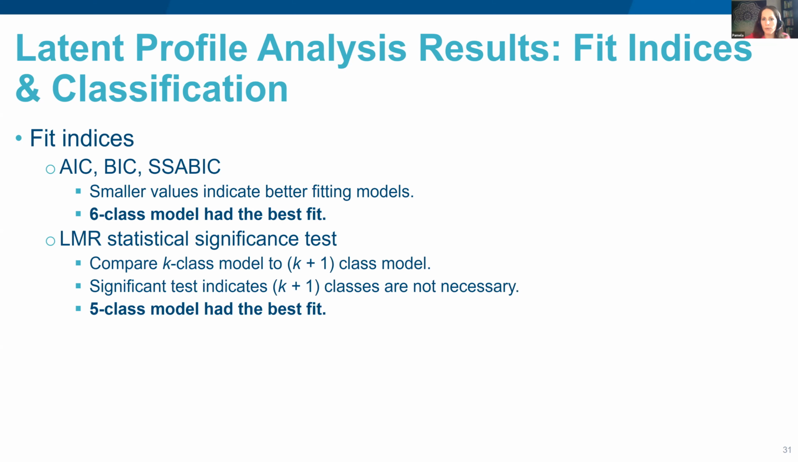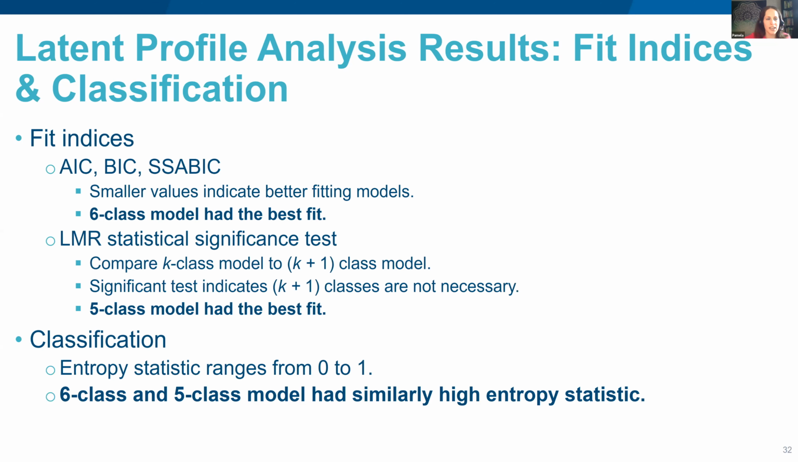We also looked at a Lo-Mendell-Rubin statistical significance test, where you can compare a K-class model to a K+1 class model. And if you have significance, that indicates that your K+1 class model would not be necessary. You don't need that extra class. So this test pointed to the 5 class model being the one that fit best.